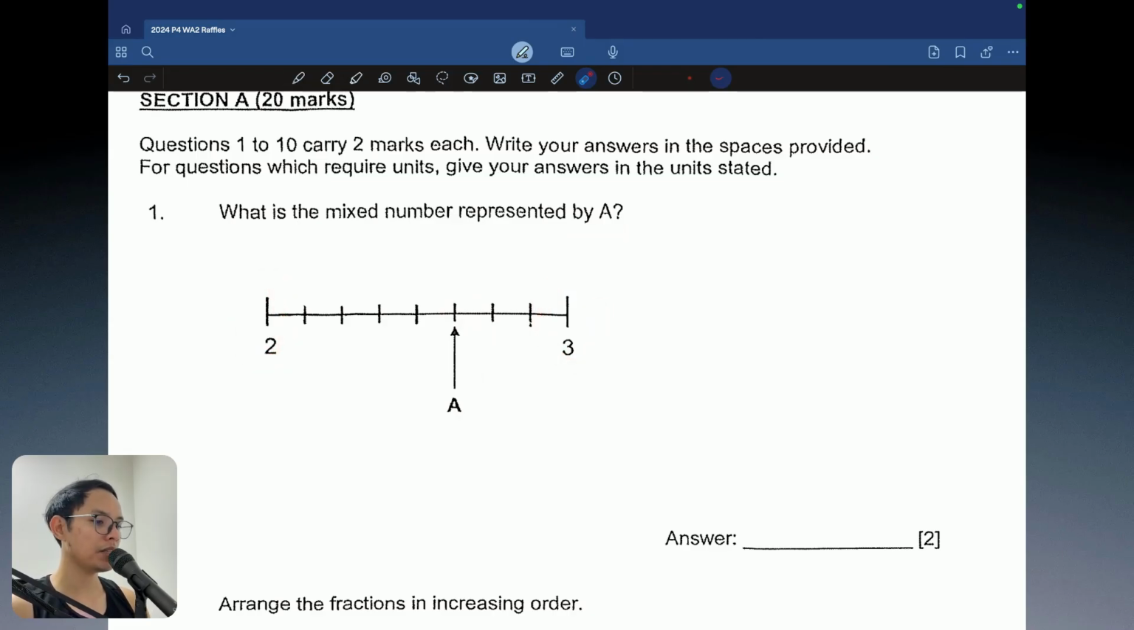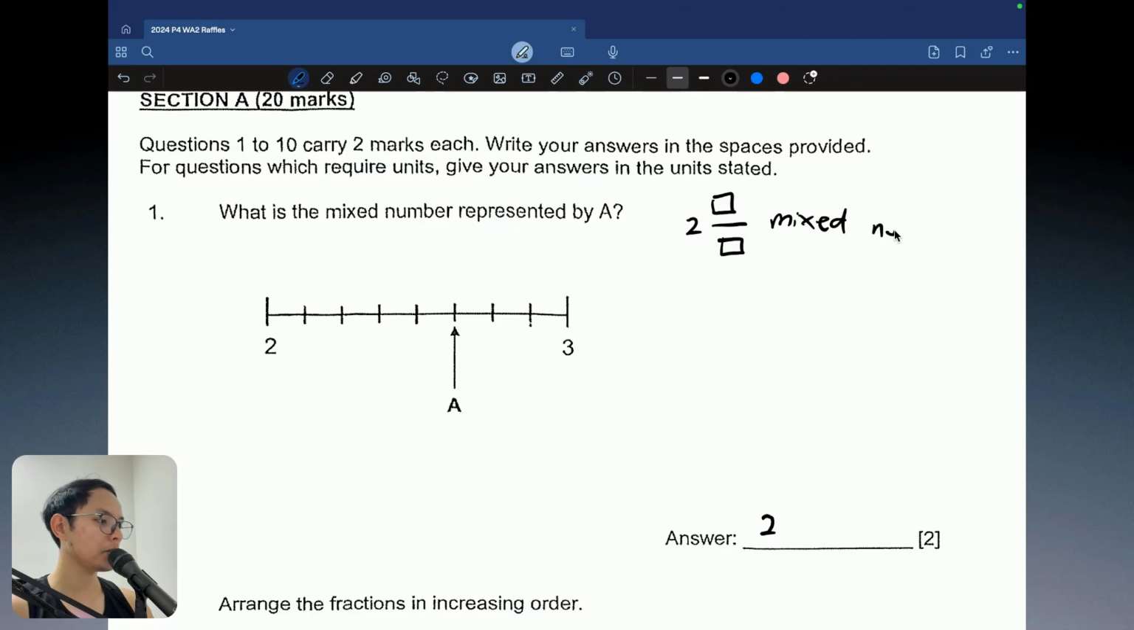Okay, so we know this is in between 2 and 3. So the whole number that we know should be number 2. So it's just what is the fraction. So a mixed number is basically like, for example, 2 something out of something. So this is what we call a mixed number.